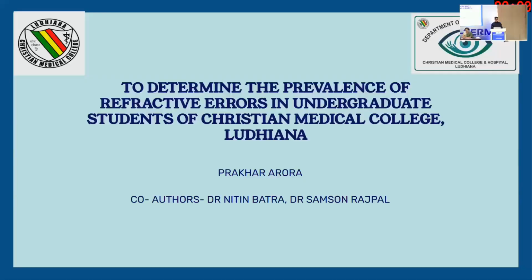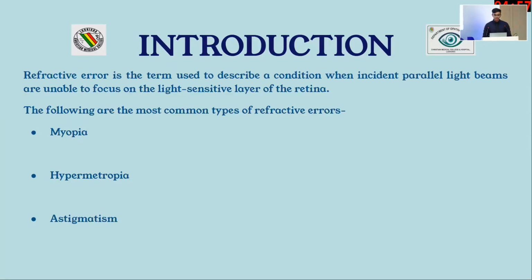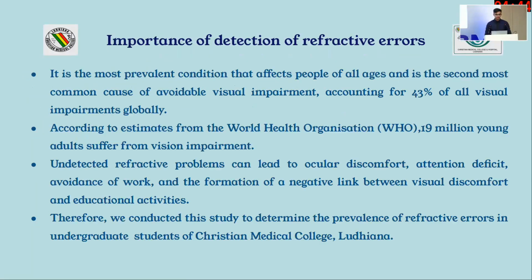My topic is to determine the prevalence of refractive errors in undergraduate students of Christian Medical College, Ludhiana. Introduction. Refractive error is a term used to describe a condition when incident parallel light beams are unable to focus on the light-sensitive layer of the retina. The following are the most common types of refractive errors: myopia, hypermetropia, astigmatism.